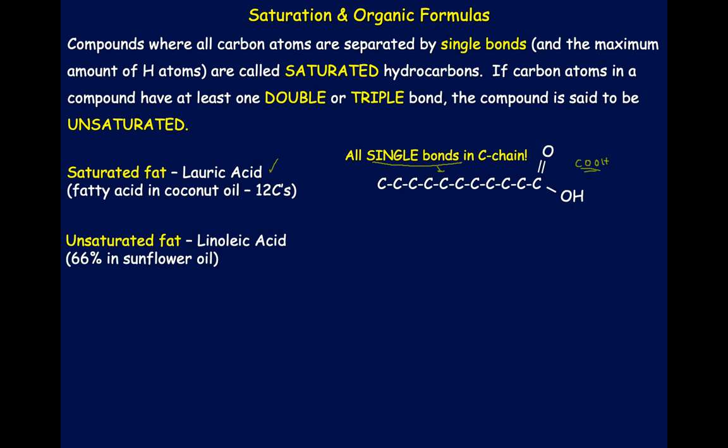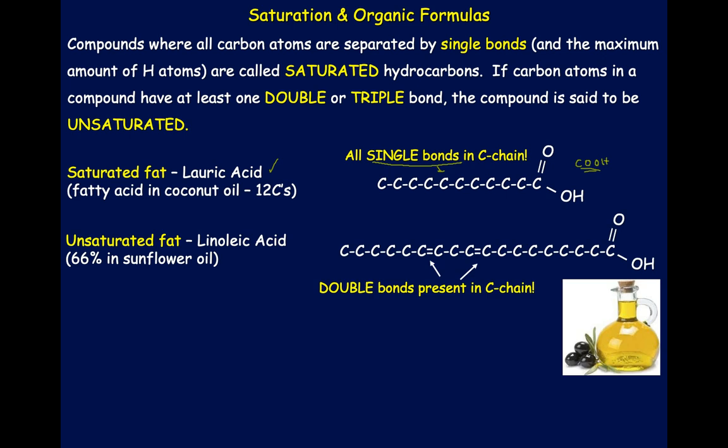If you look at linoleic acid, which is in sunflower oil, 66% of sunflower oil is actually this linoleic acid. That would be an unsaturated fat. You can see that we have double bonds present in this area and this area of this chain. So it's a much longer chain with the same type of fatty acid at the end. However, it's got areas in the chain where there are some double bonds. So we're going to call that an unsaturated fat, or sometimes a polyunsaturated fat because you have more than one area for double bonds. Most saturated fats, because they have the maximum of hydrogens, are going to be solid at room temperature, and many times unsaturated fats will be liquids at room temperature.